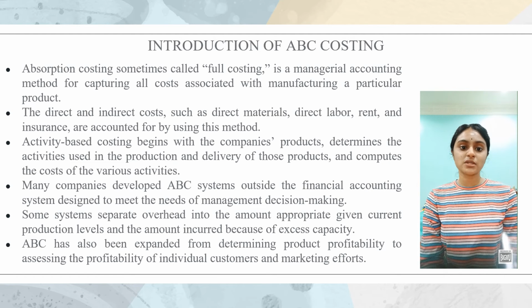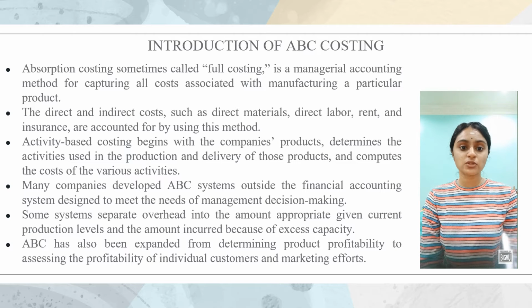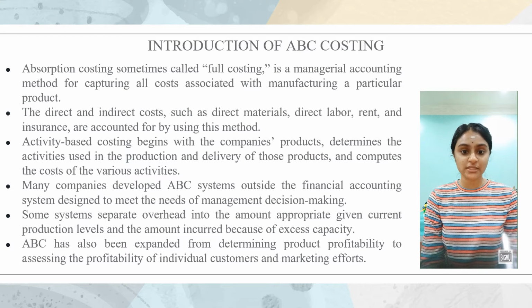Activity-based costing begins with the company's products, determines the activities used in the production and delivery of those products, and computes the cost of various activities. The cost of the activities used in the production of a product are then assigned to that product in a manner that approximates a causal relationship. As a result, advocates insist that ABC systems provide more helpful information for cost management than traditional systems do.